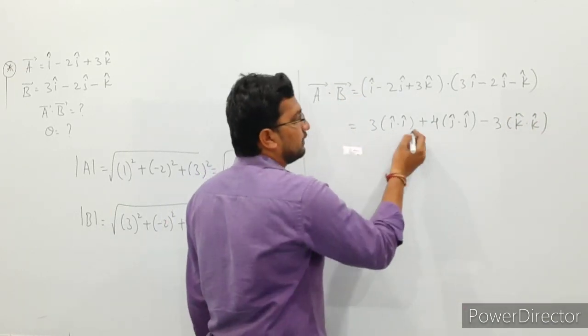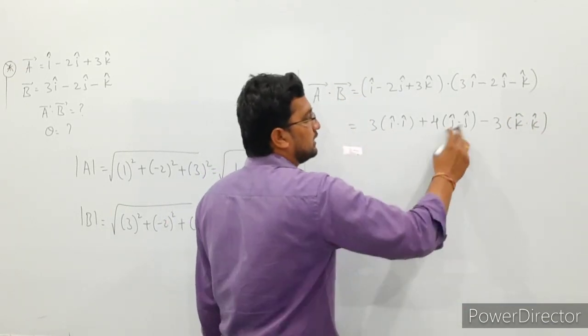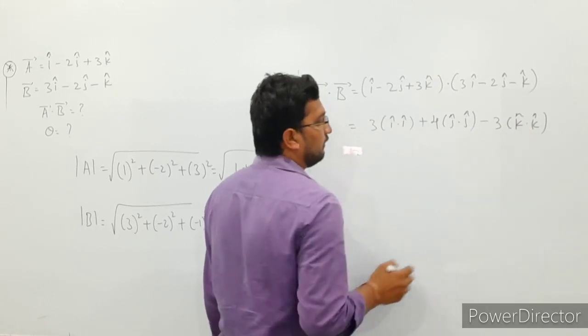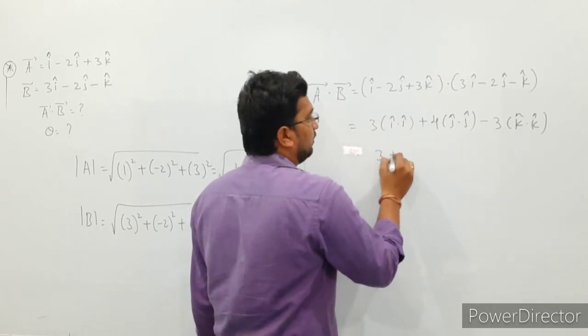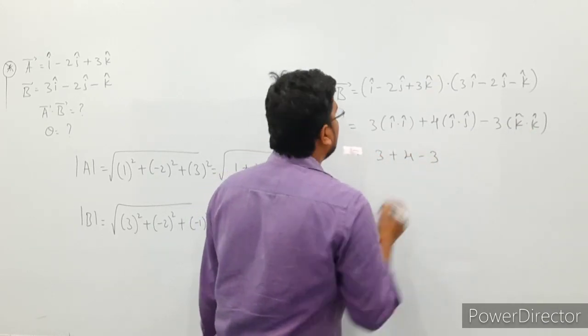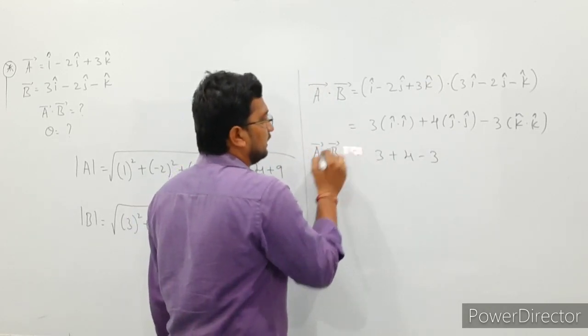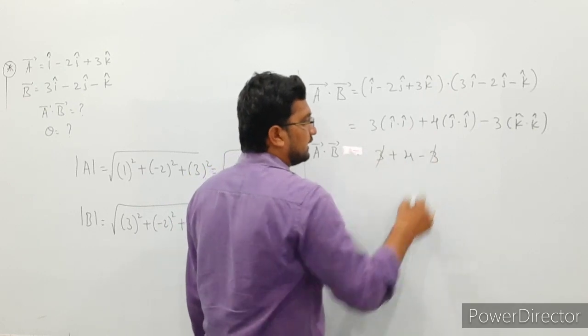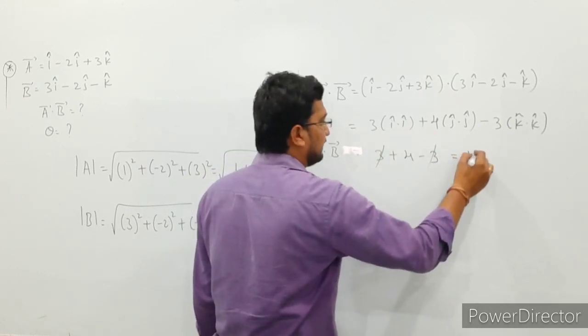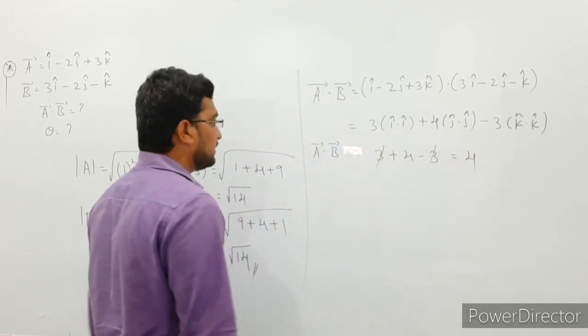Okay, see here, its value is 1: i dot i value is 1, j dot j value is 1, k dot k value is 1. So this is 3 plus 4, this is minus 3. Then a vector dot b vector is equal to 3 plus 4 minus 3. The answer is 4.